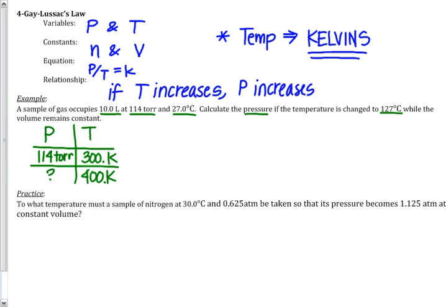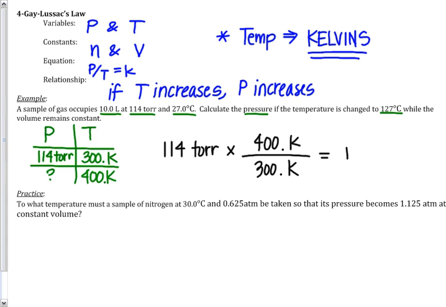Now, you look at what's happening in your relationship. The temperature is going up from 300 to 400. If temperature goes up, that means pressure must go up. So you're going to start with your pressure of 114 torr, and you're going to multiply by a fraction that makes that pressure increase. So you want to put the big number on top, or 400 over 300. And when you do that math, you should get a value of 152 torr.